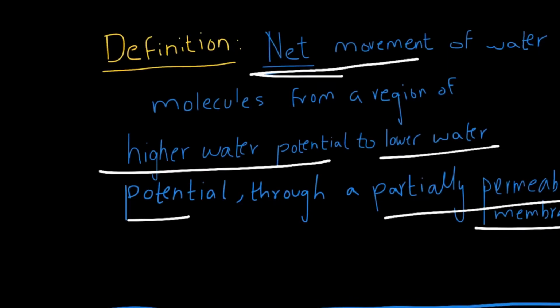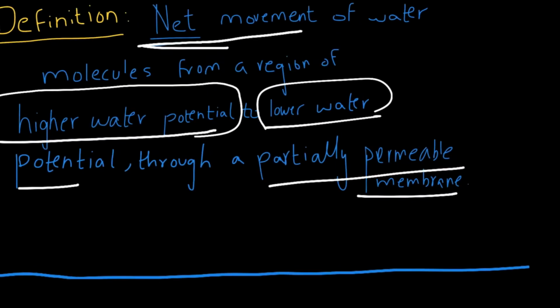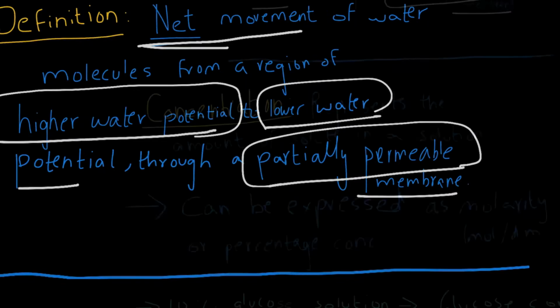Previously, we used to say a region of higher concentration to a region of lower concentration. This is something similar, but for water and for osmosis, we use the term higher water potential to lower water potential. And the thing that differentiates mainly is the use of the partially permeable membrane present during osmosis.